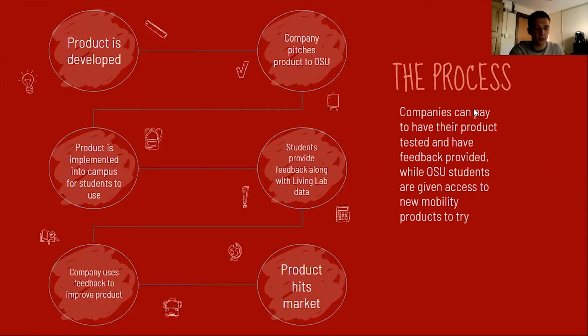Companies can then use this feedback to improve upon their product, having real consumer feedback and data. And then the company could revise and start again from step one, testing again at Ohio State. But when the product is ready, it can hit the market. This product can then be sold to the general public, implemented into cities. It could also be sold to Ohio State or other universities, or the product could be sold to other workplace campuses that have similar closed environments for travel.